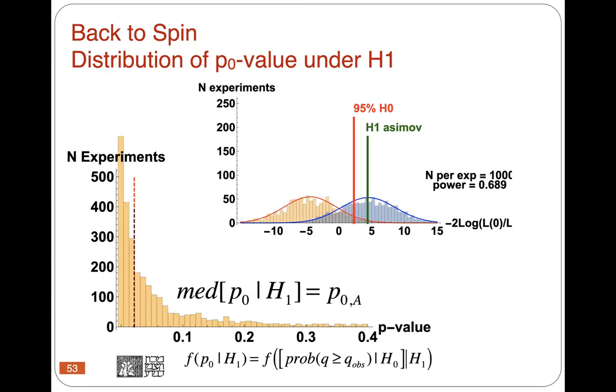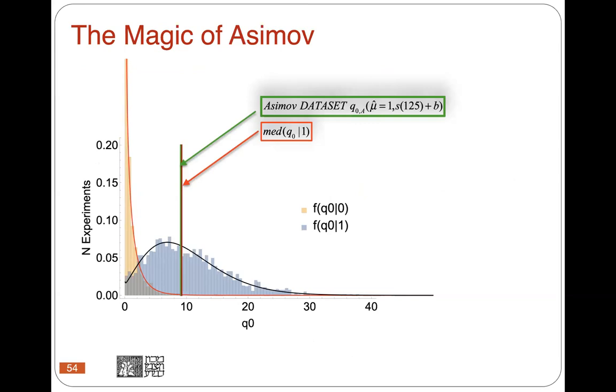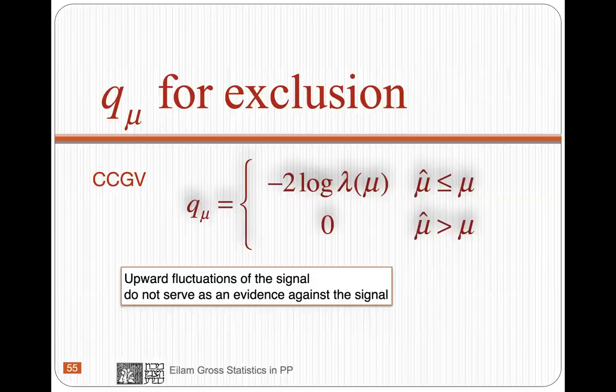So instead of generating all the experiments, I can simply set n equal to s plus b, and the test statistic that I will get will be the Asimov test statistic. It gives me the median immediately. Here is an example where the Asimov data set is the green line here. And if I do lots of Monte Carlo alternative hypothesis experiments and take the median of all these bars, I get the red one. And you see that they are very, very similar.